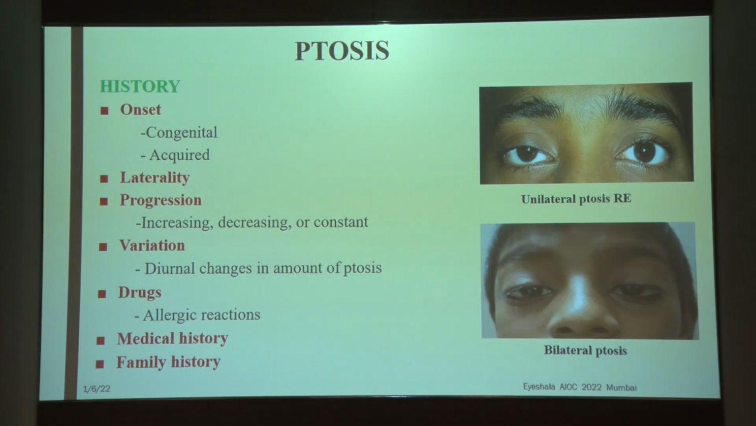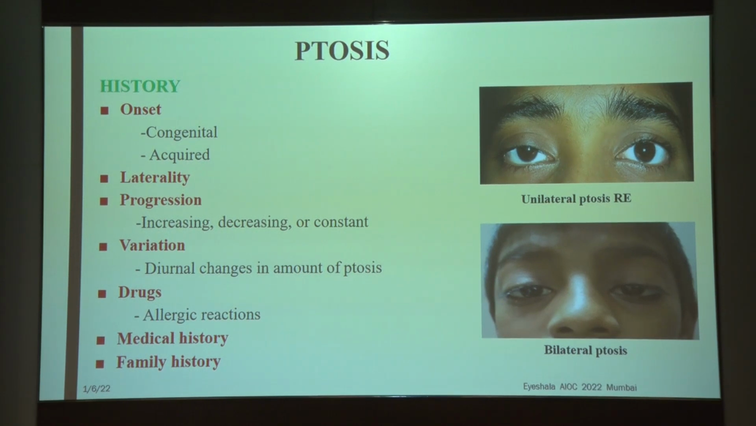Progression, if it is increasing, it goes in favor of CPEO. Generally congenital ones may be constant, and the acquired ones, if they are there, might show a decreasing pattern also. Variation, diurnal changes go in favor of myasthenia. So as soon as you get a history of diurnal variation, immediately it should strike your mind.